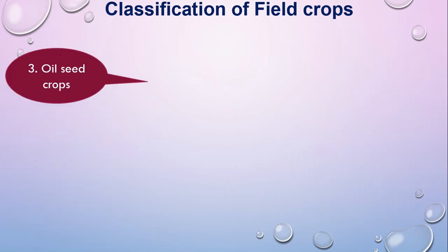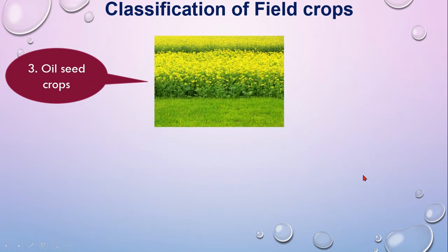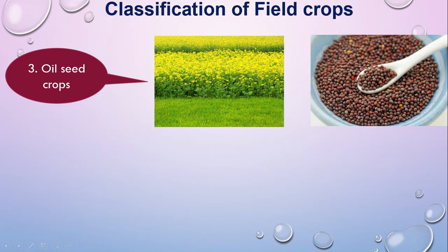Next is oilseed crops. This is another field crop, which is mustard. That means sesame, sunflower, then flaxseed. All are oilseed crops. This is the picture of mustard crops, and this is the mustard product.